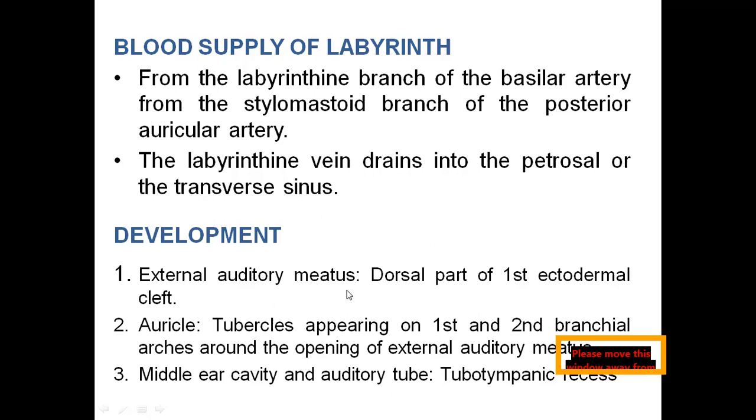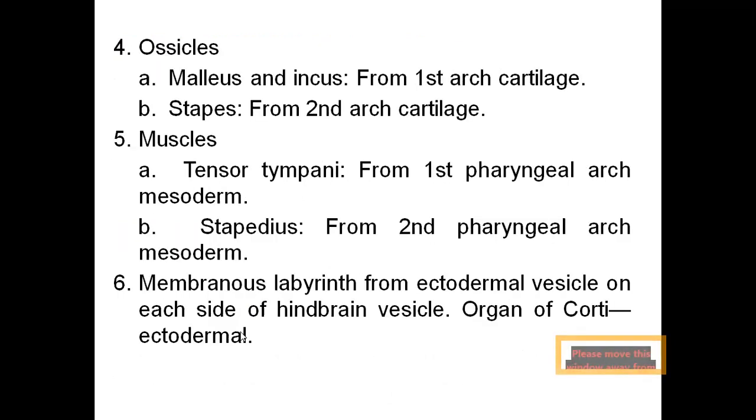Development: the external acoustic meatus develops from the dorsal part of the first ectodermal cleft. Auricular tubercles appear on the first and second pharyngeal arches around the opening of the external acoustic meatus. The middle ear cavity and auditory tube come from the tubotympanic recess. Ossicles: malleus and incus from the first pharyngeal arch, stapes from the second pharyngeal arch, cartilage. Muscles: tensor tympani from the first pharyngeal arch, mesodermal origin; stapedius from the second pharyngeal arch, mesodermal origin.